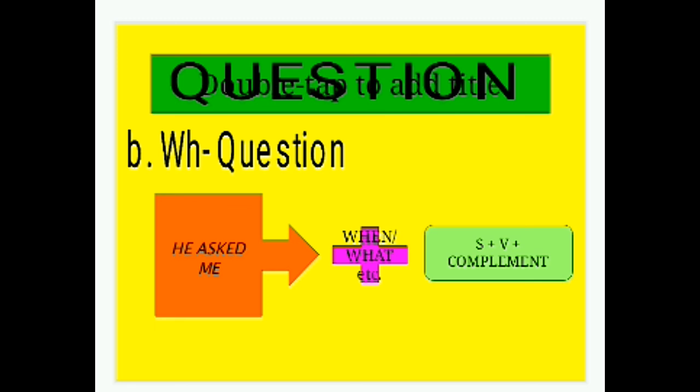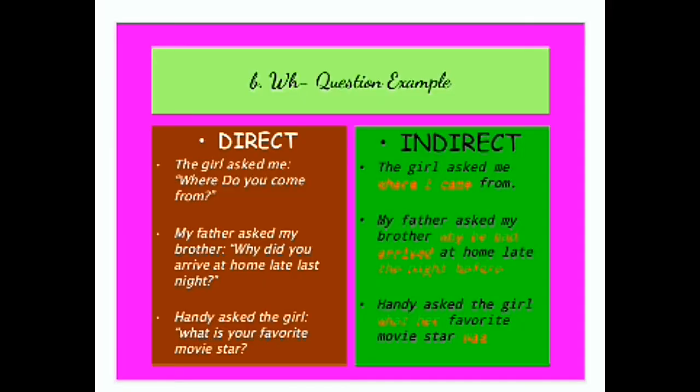So whichever WH question is used in the type, and then we use subject, verb as usual, then complement. And here some examples are, the girl asked me, where do you come from? Here the girl asked me where I came from. Here it changes into past, where I came from. My father asked my brother, why did you arrive at home late last night? So here the father asked my brother why he had arrived at home late the night before. Here last night changed into the night before.